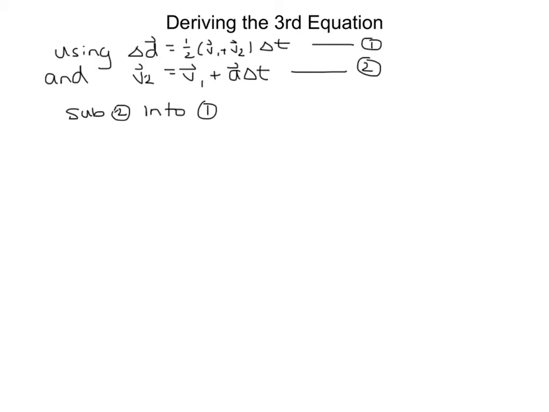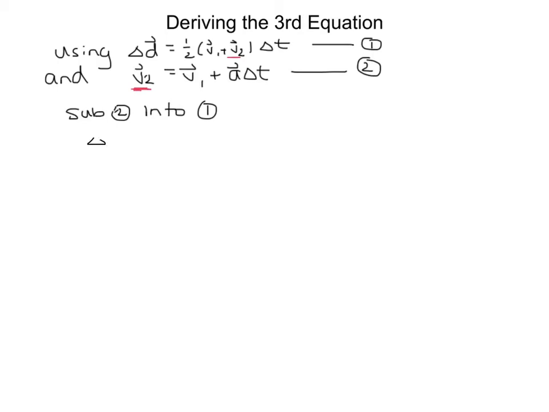I've rewritten the 2 that we already know. And we're going to start by substituting equation 2 into equation 1. And if you recall from math, that means we're substituting in for this. So this is going to go into here. So we're in effect going to get rid of v2. So the equation we're creating is going to be missing v2. Okay, so we're going to sub 2 into 1.